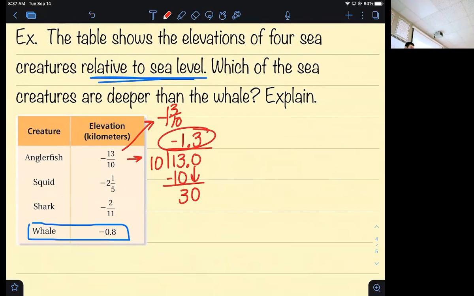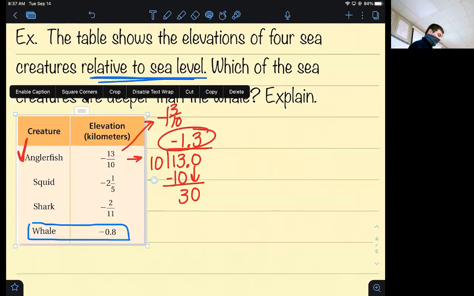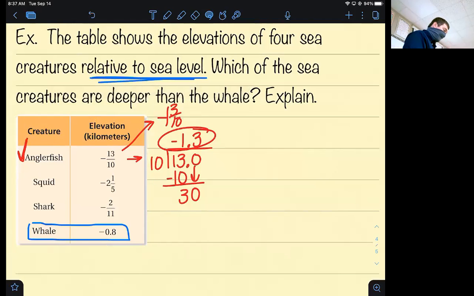Is it more negative? It is. Yep. So what we'll do, put a check mark next to the anglerfish. That one's deeper than the whale. So that counts. By the way, when it says explain in math, a lot of times just showing your work is enough to give that explanation.